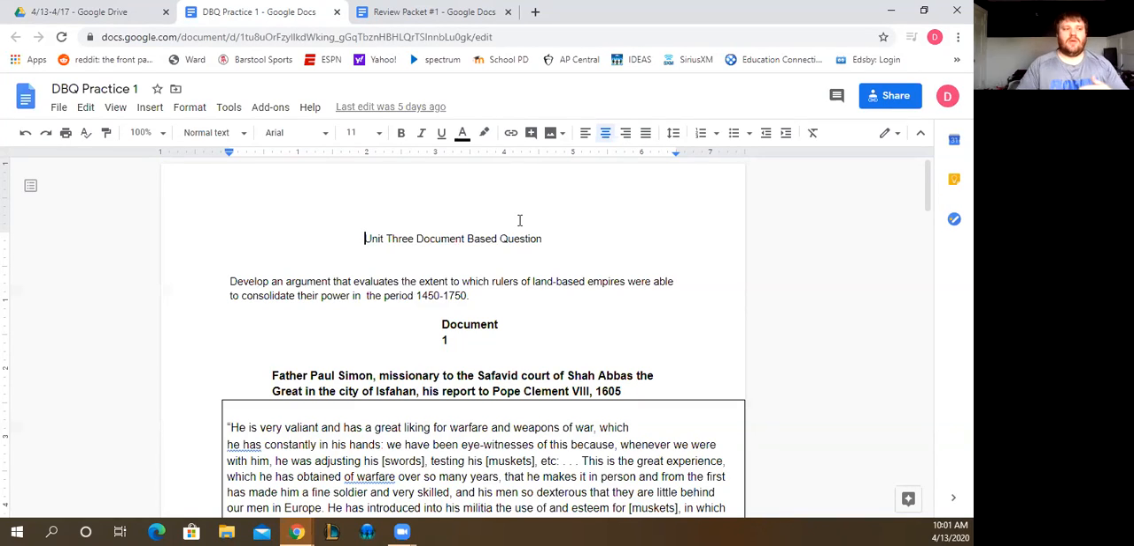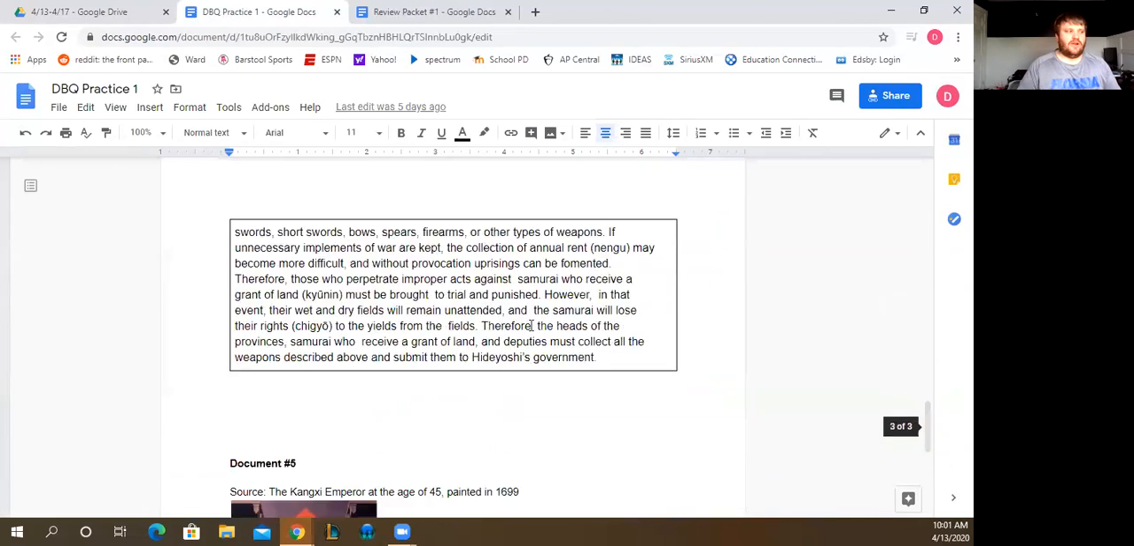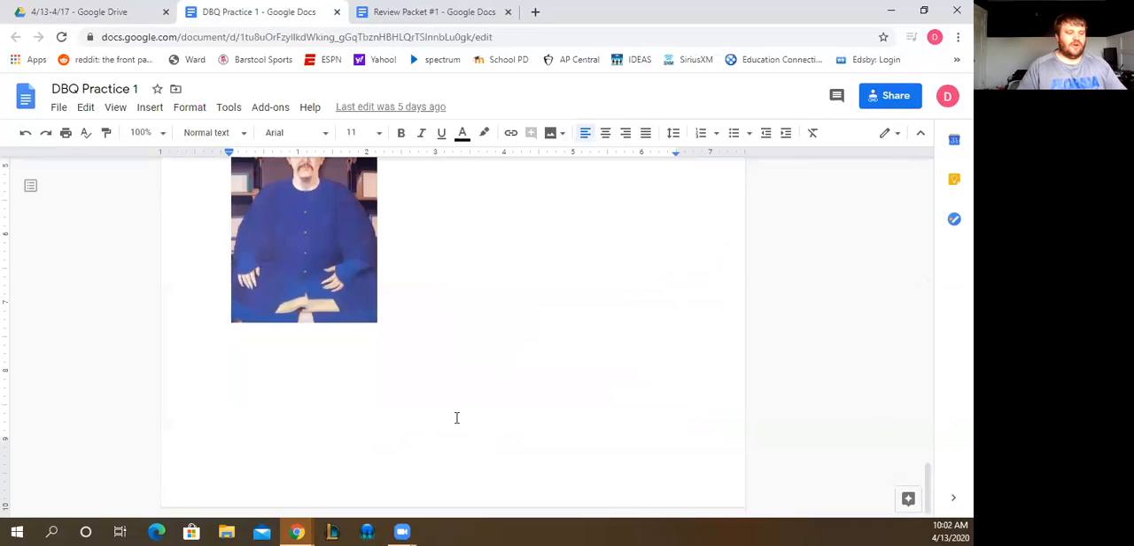So the DBQ, once you open it, literally just start typing right at the bottom here. Just start typing and go, whatever. If you want to open a new document, you can. If you want to open it in Microsoft Word and upload it, it doesn't matter, right? It literally doesn't matter as long as you actually give yourself the 45 minutes from beginning to end.